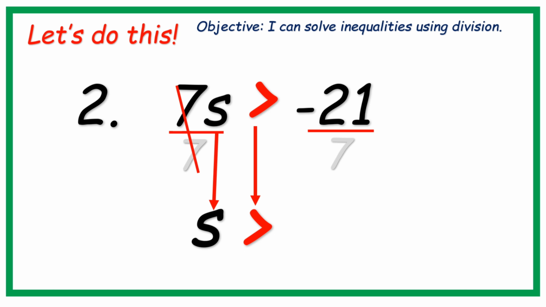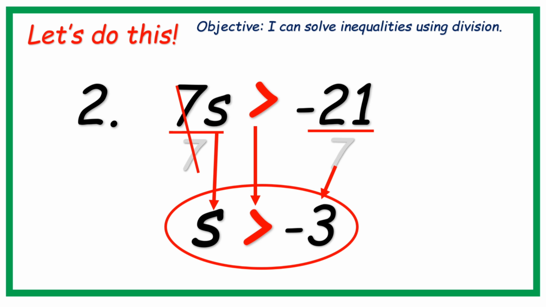And the answer: negative 21 divided by 7. When you divide different signs, the answer is negative, and that is negative 3. You got it, just like that. Our final answer: s is greater than negative 3.